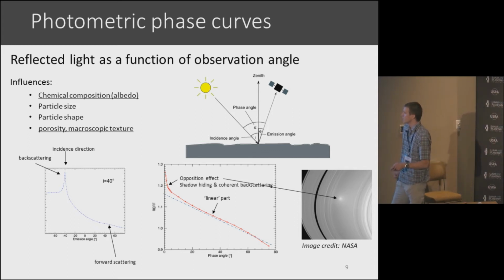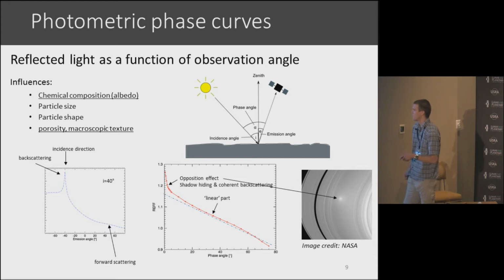And when you go on the emission angle, usually we have an incidence direction where the sun points. This is the backscattering point, and then in the other direction there is the forward scattering. What we usually see on icy surfaces is a so-called linear part, and then the so-called opposition effect. For example, here is this nice image from Cassini showing the Saturn rings.